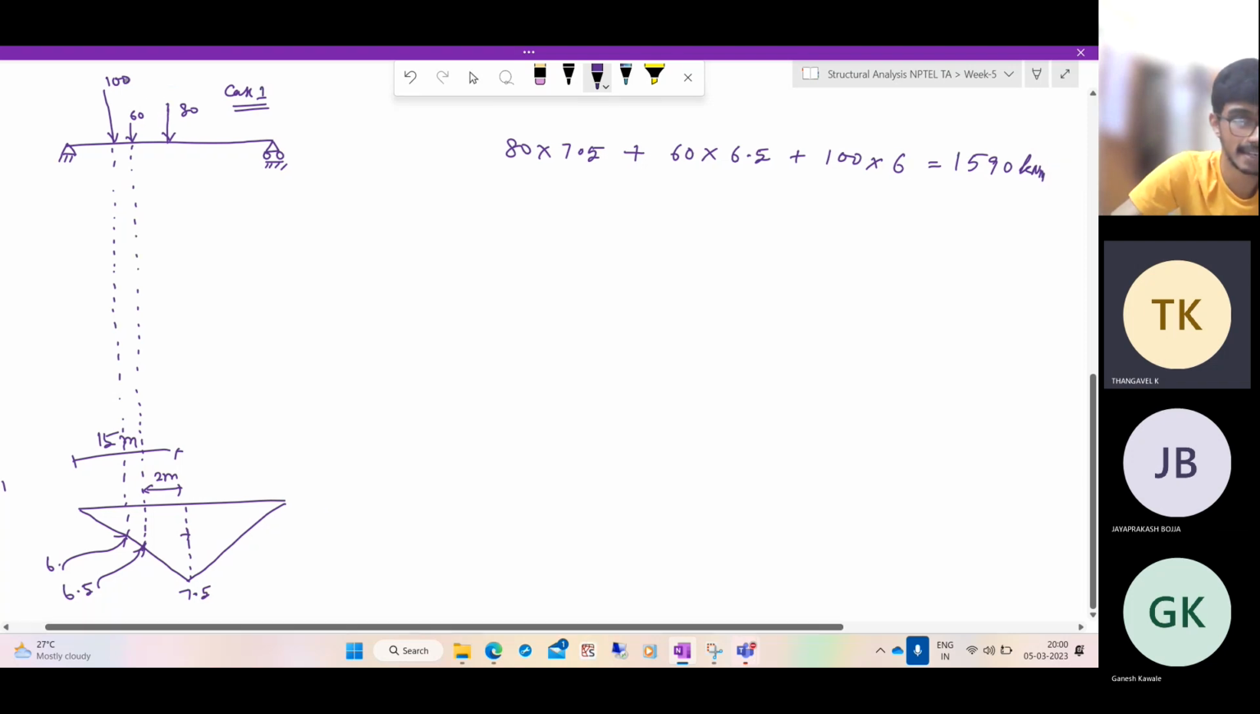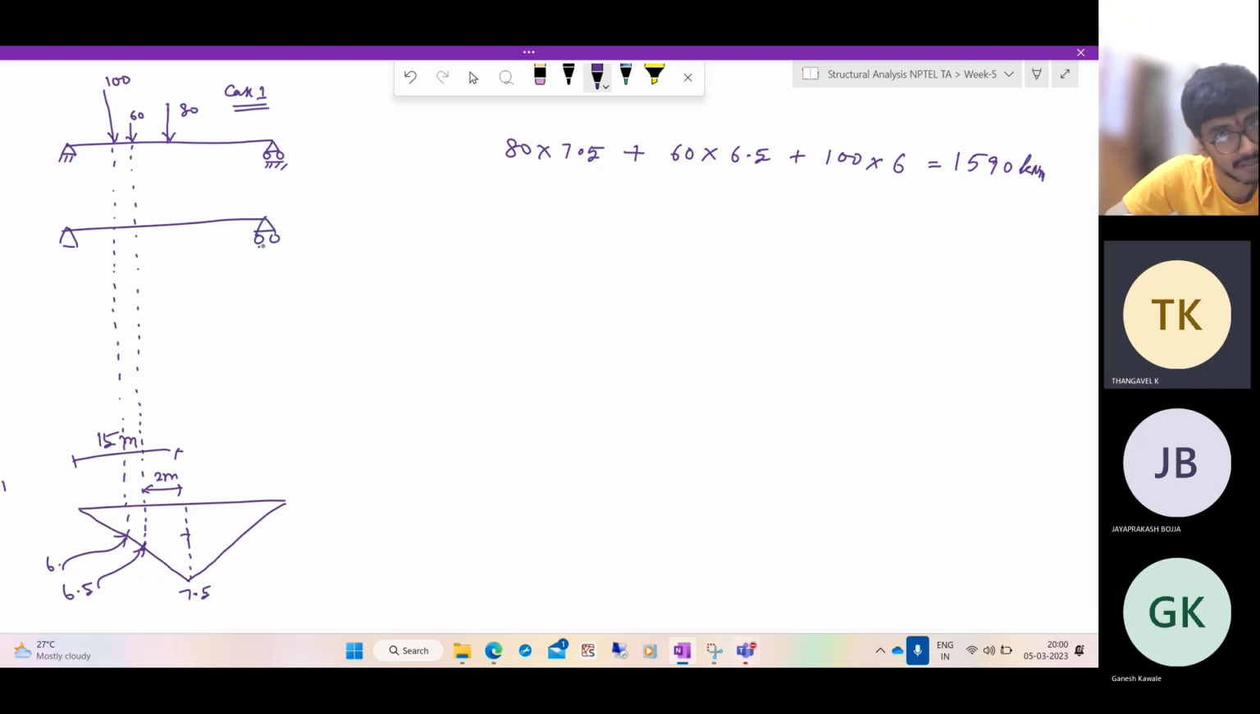Now let us consider the second case. In the second case, let us put this 60 at the center. So the 60 is here, 80 is here at 2 meters, and 100 is here. So 60 is at 7.5. So 60 into 7.5. 80 is somewhere here, 2 meters away.